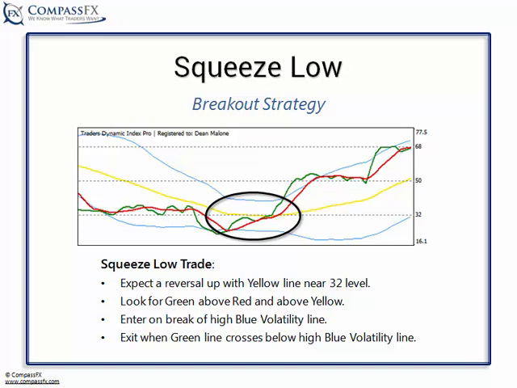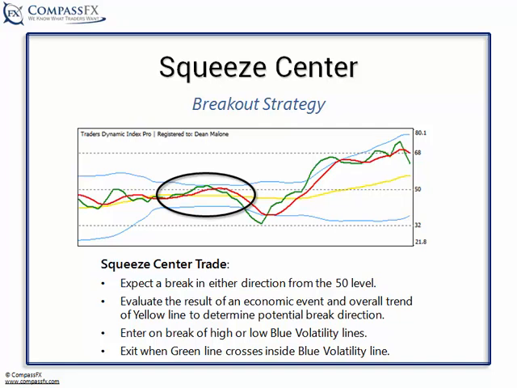Now let's take a look at the last squeeze location, and that is the squeeze center, the center of the TDI Pro near the 50 level. Now this one can be a bit tricky because it can move up or down. And so what you'd want to do is monitor any economic events in the marketplace. Oftentimes I found that the market really compresses down, really tightens down, squeezes down into a tight, narrow range just before a large economic news event like non-farm payroll or an interest rate announcement. So you need to evaluate the result of that economic event and look at the overall trend of the yellow line to determine the potential break direction.